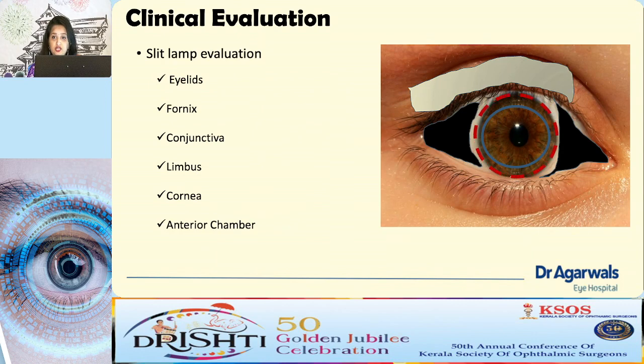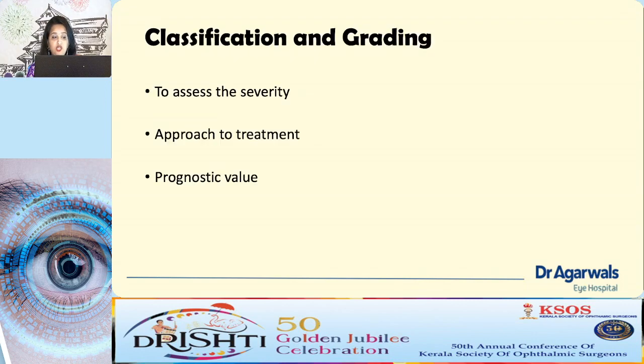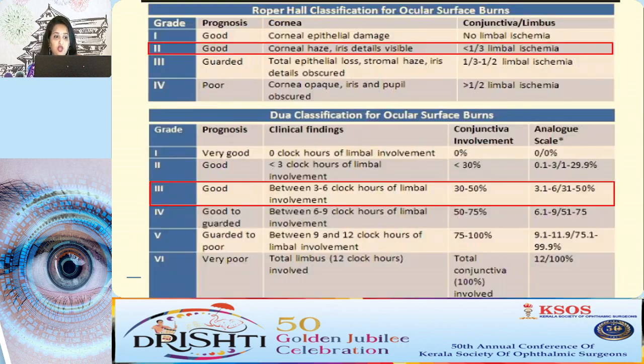Following the history taking, we go in for clinical evaluation. Before going to clinical evaluation, we need to know the classification and grading. Why is this important? To assess the severity of the chemical injury, to approach towards the treatment, and also to know the prognosis of the patient with respect to visual rehabilitation. Roper-Hall and Dua had come up with a classification, and to summarize, they basically indicate that any condition where there is more than 30% of limbal ischemia leads to a guarded prognosis following chemical injury.